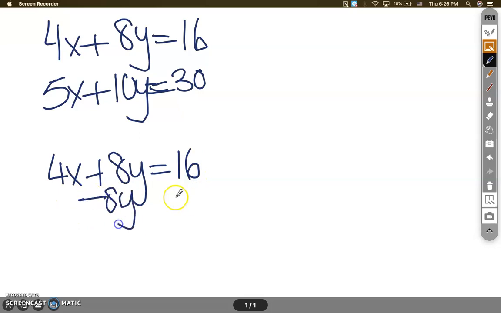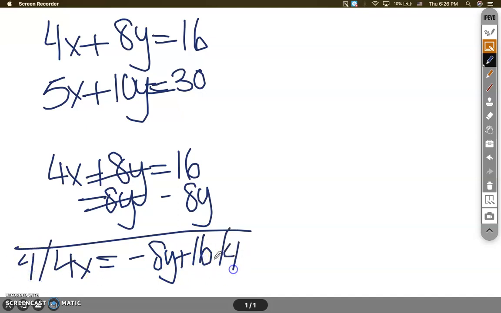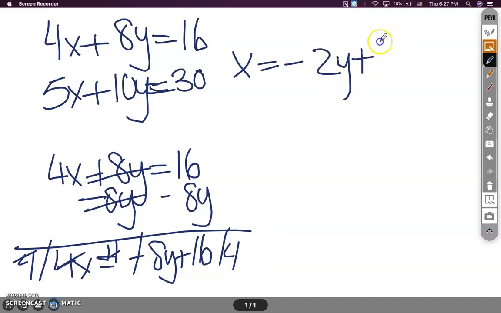So I'm going to subtract 8y from both sides. If I do that, then I get 4x equal to minus 8y plus 16. If I divide by 4 on both sides, and also divide negative 8 by 4, then x is going to be equal to negative 2y plus 4.